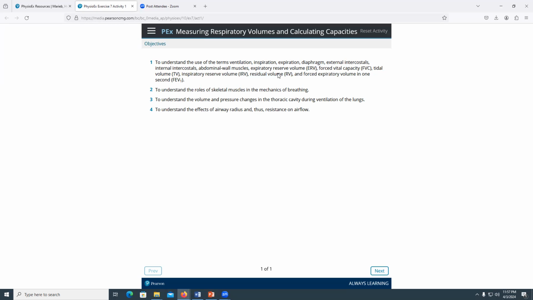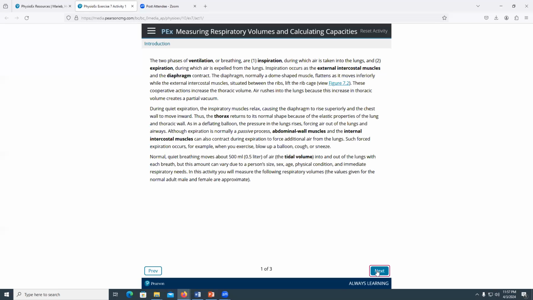And then there's the expiratory reserve volume, we talked about that. And then there's the forced vital capacity, tidal volume, and then the forced expiratory volume in 1 second, and we will see all of that in detail. So in an introduction, the two phases of ventilation or breathing are inspiration, during which air is taken into the lungs, and expiration, during which air is expelled out from the lungs.